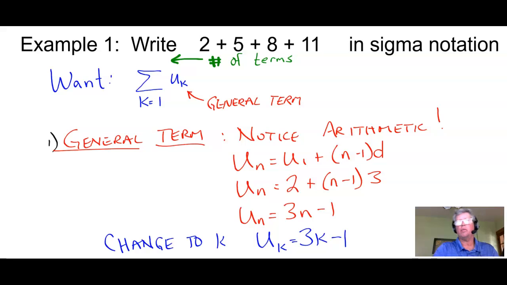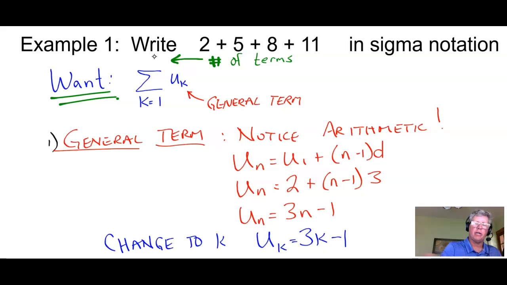All right, so what if we're given a series? A series, remember, is a sequence of numbers that are being added together, and we want to write the sigma notation. So this is what we want. Well, what do we have to figure out? Well, we got to figure out the general term, and we got to figure out how many terms there are.